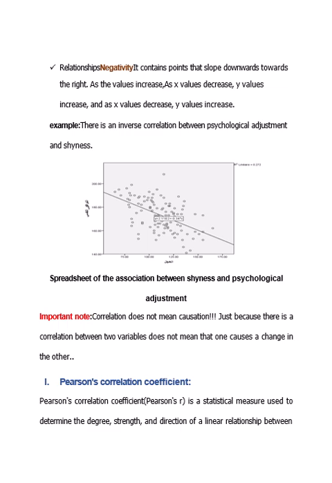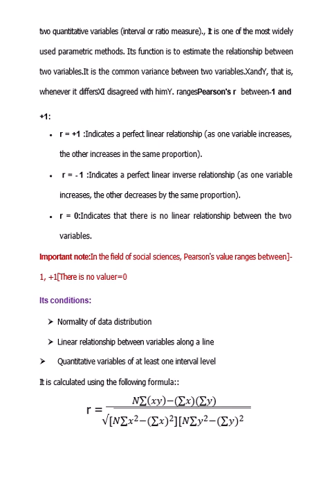Pearson's correlation coefficient. Pearson's correlation coefficient, Pearson's r, is a statistical measure used to determine the degree, strength, and direction of a linear relationship between two quantitative variables, interval or ratio measure. It is one of the most widely used parametric methods. Its function is to estimate the relationship between two variables. It is the common variance between two variables x and y, that is, whenever x varies, y varies with it.